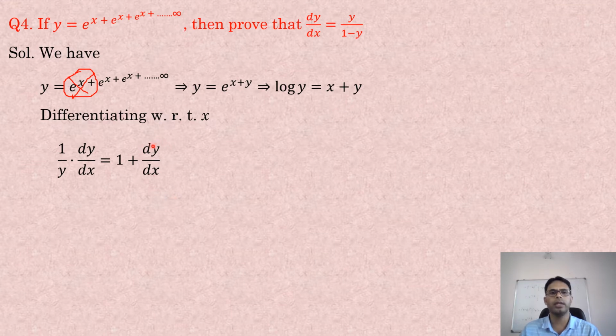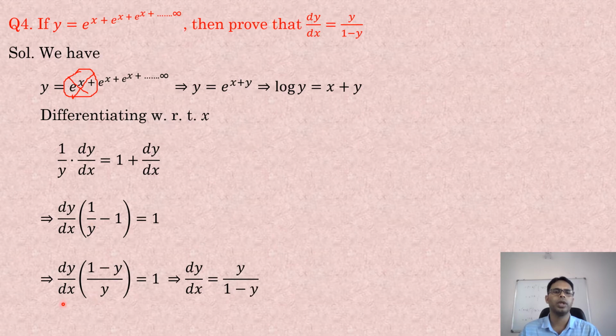So take dy/dx to the left hand side: dy/dx times (1/y minus 1), because dy/dx is taken common, is equal to 1, which is already here. Now take the LCM: dy/dx whole into (1 minus y) divided by y is equal to 1, and so taking the cross product, dy/dx is y by 1 minus y. So this is the solution of the question. I am erasing this.